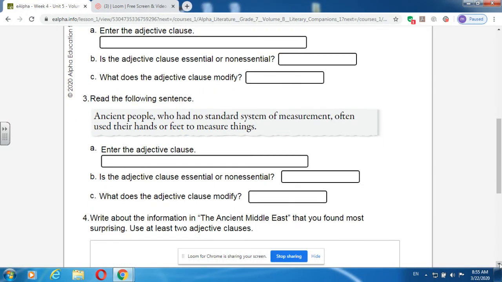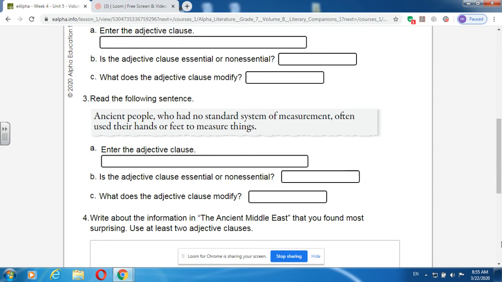Read the following sentence. Ancient people, who had no standard system of measurement, often used their hands or feet to measure things. You see the commas after people and after measurement. So now you know that this is non-essential, because with a comma, it's non-essential, it's not needed. Enter the adjective clause. Look for the relative pronoun. You see it, who, right? What does the adjective modify?